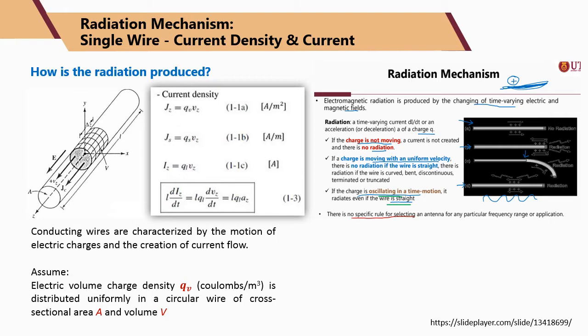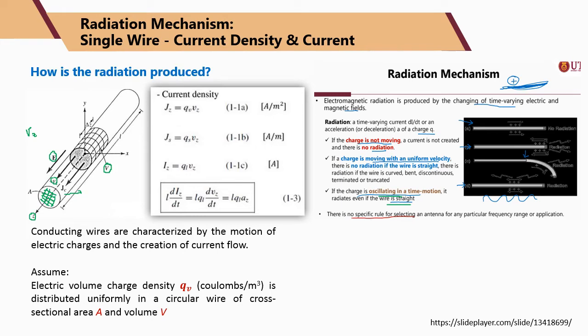Okay, so consider a wire. For example, this is the wire. A is the surface through which the charge passes, and consider the volume. E is the electric field, in this case in the Z direction. And then we have Vz, small letter v, z, representing the velocity in the Z direction. And J is the current density.